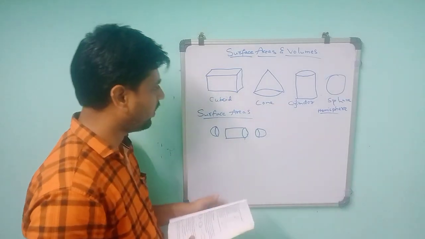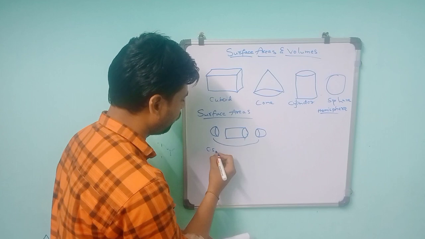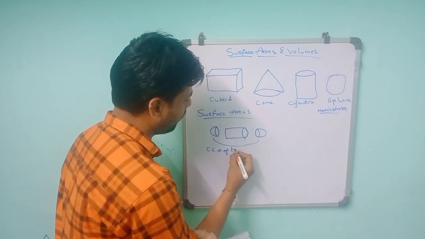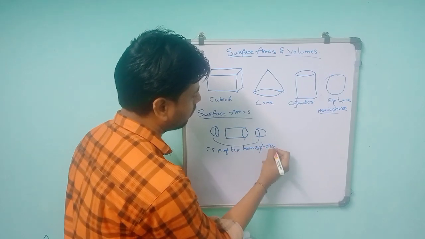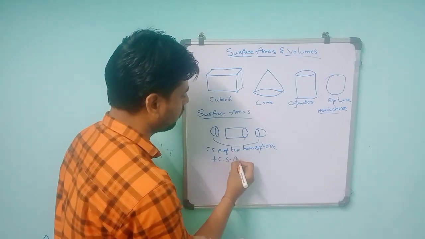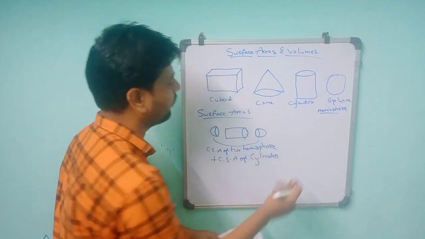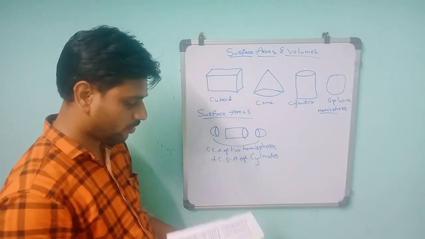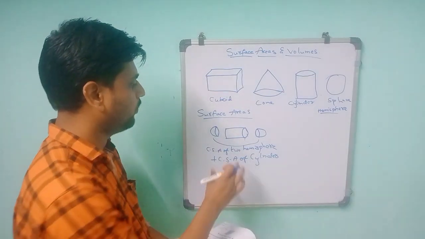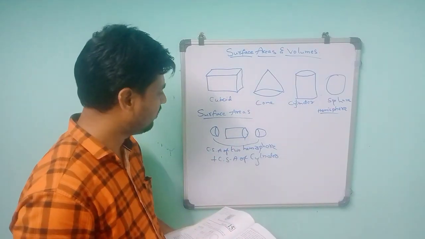For finding the surface area, we have to find the curved surface areas of the two hemispheres plus the curved surface area of the cylinder. When you calculate these, you will get the total surface area of that solid. So it is the curved surface of one hemisphere and another hemisphere, then the curved surface of the cylinder.